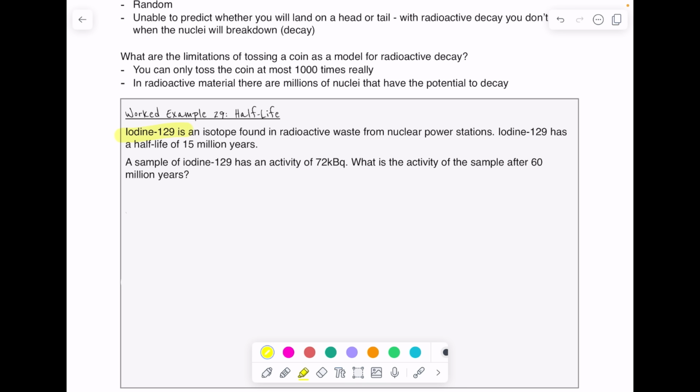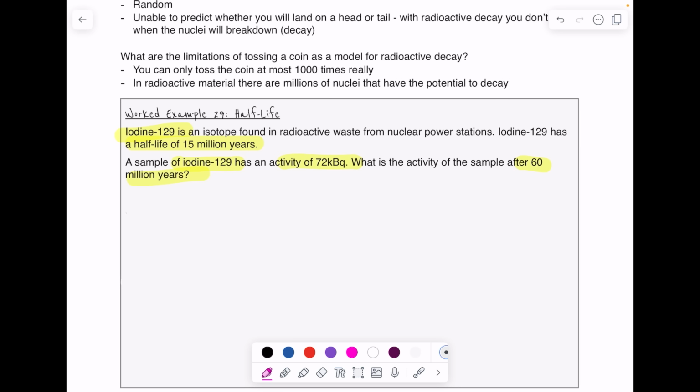Iodine-129 is an isotope found in radioactive waste from nuclear power stations. Iodine-129 has a half-life of 15 million years. A sample of iodine-129 has an activity of 72 kBq. What is the activity of the sample after 60 million years?